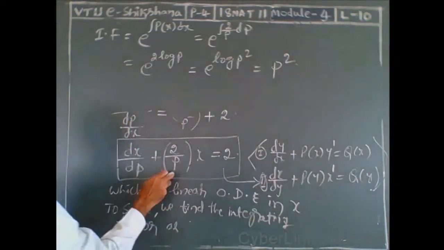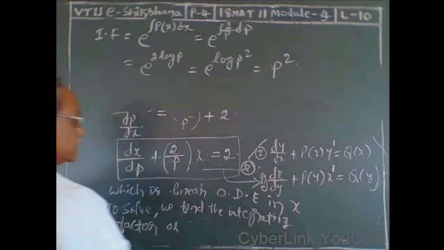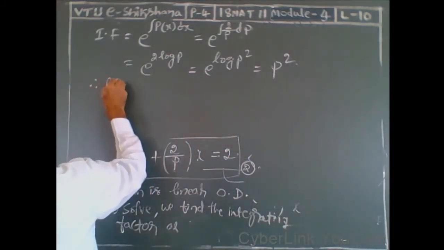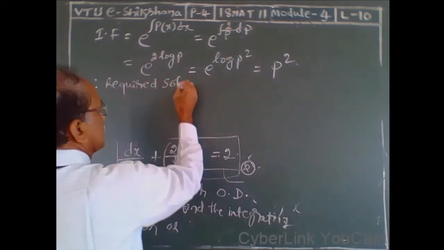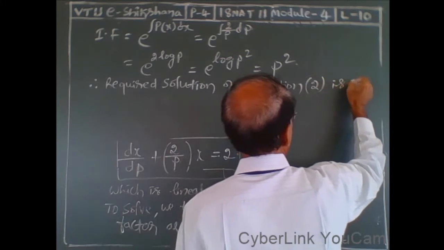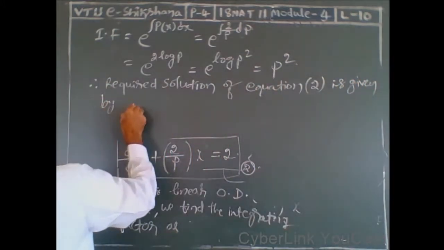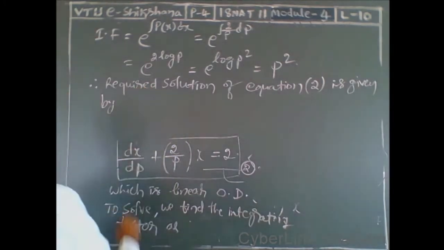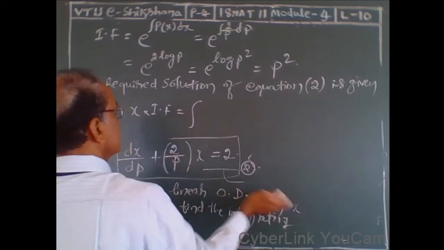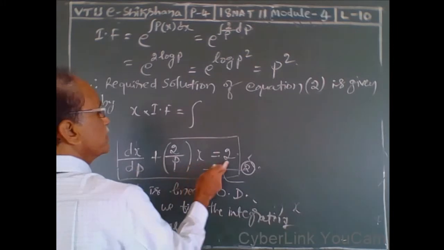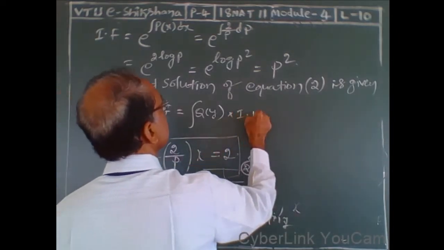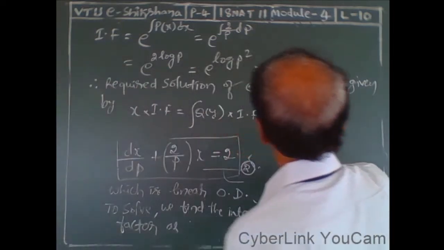This differential equation is linear; you can write it as equation number 2, already equation 1 is the given problem we have taken. Therefore, the required solution of equation 2 is given by: the dependent variable, that is x, into IF is equal to the integration on the right side, that is dx by dp, that should be Q of y into IF with respect to y, plus constant.